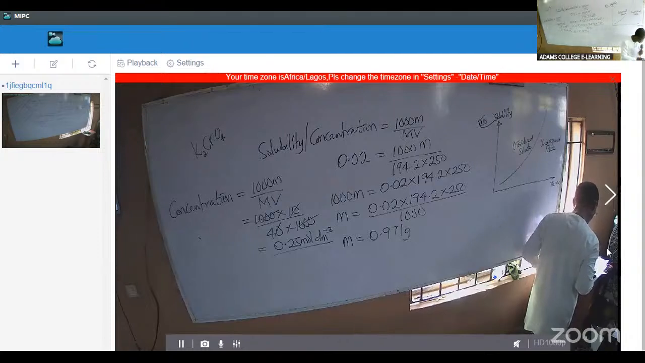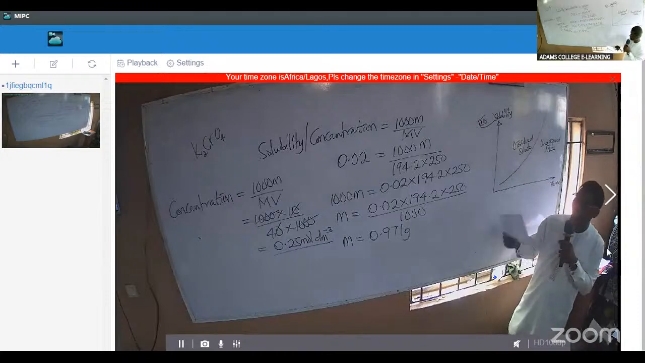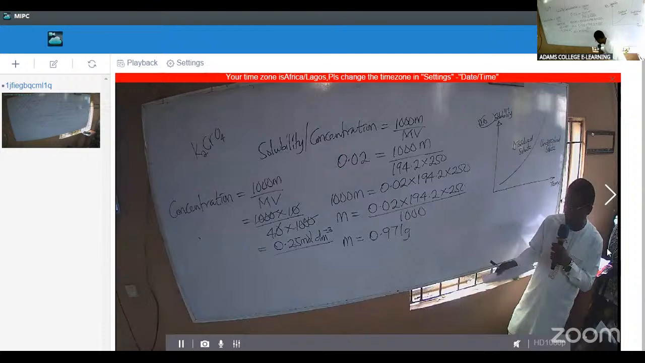Okay, let's quickly go through. Can you see? There's a prototype of how JAM questions look now. Calculation, just about a few, like 6. So don't over-depend on calculation alone. Learn everything.